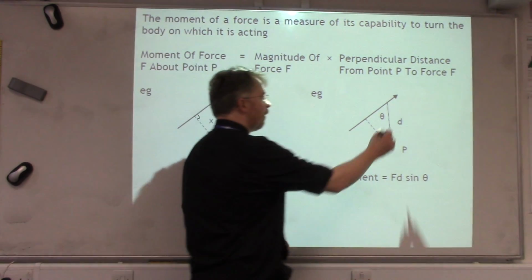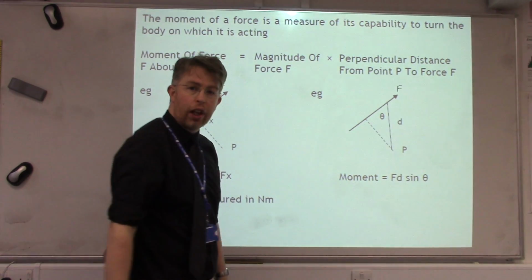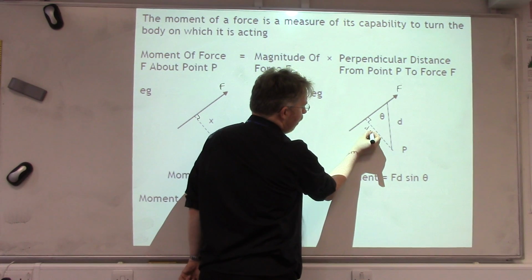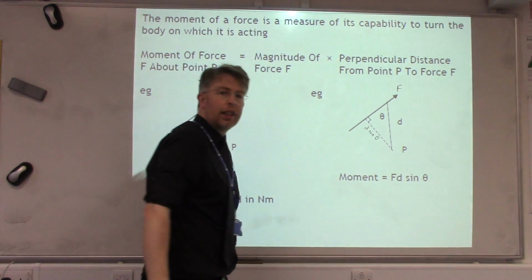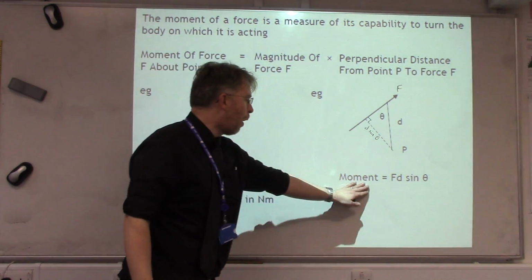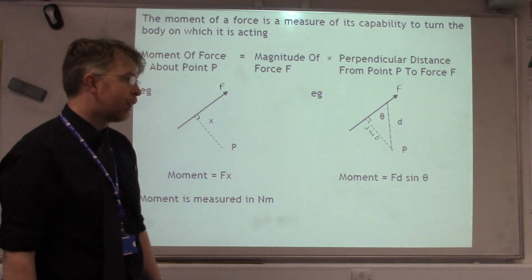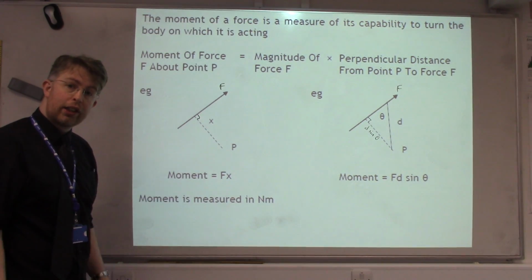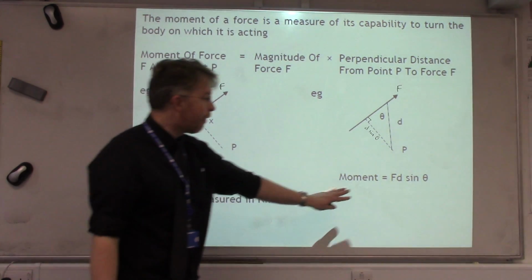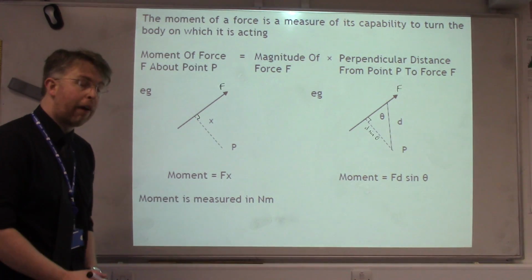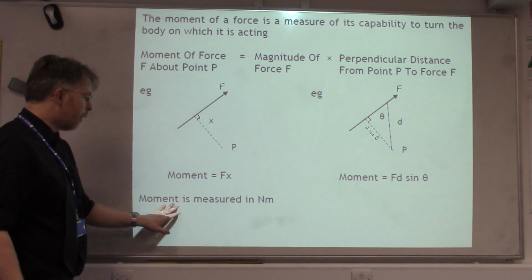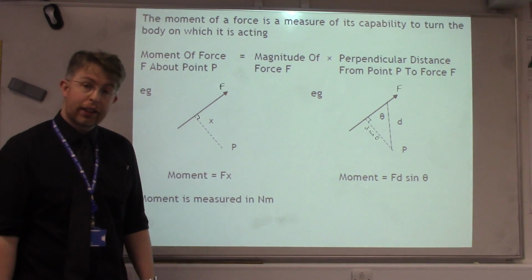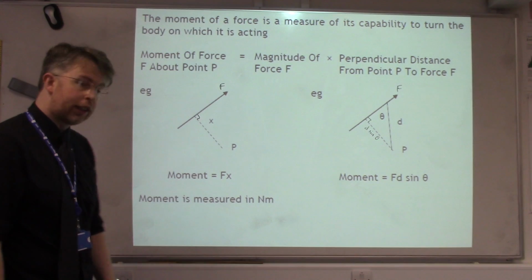In this instance, if the distance I've got is actually at an angle and not perpendicular, then a bit of trigonometry will give that the perpendicular distance is d sine theta, and that the moment is the force times d times sine theta. Now in M1, we'll be mostly focusing on these particular calculations rather than those calculations, but you still need to be aware of them. Moment, being force times distance, is measured in Newton metres. Newton for force, metres for distance.